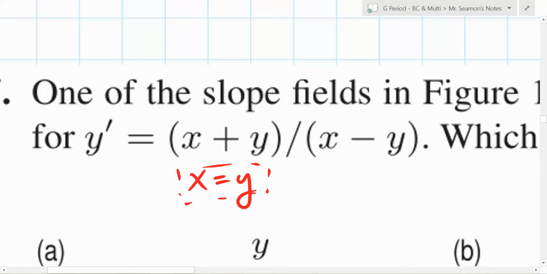It doesn't exist, right? On a slope field, how do you show that something doesn't exist? You don't draw anything, or what are you going to see? When x and y are really close together, what are you going to see on this graph? No, they're all line segments. What are you going to see? If x is really close to y on this thing, you're going to see a really steep line. Something with an infinitely steep slope.